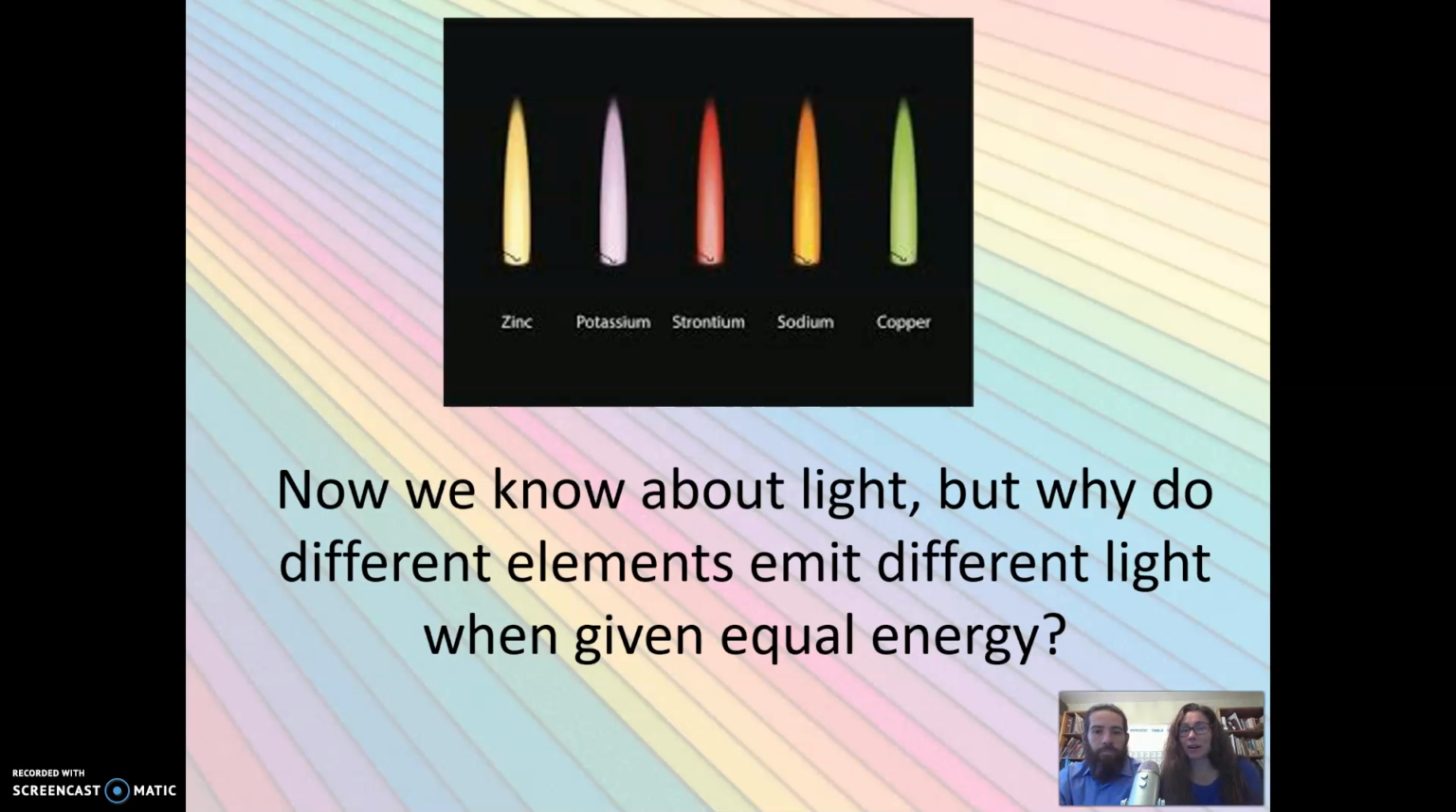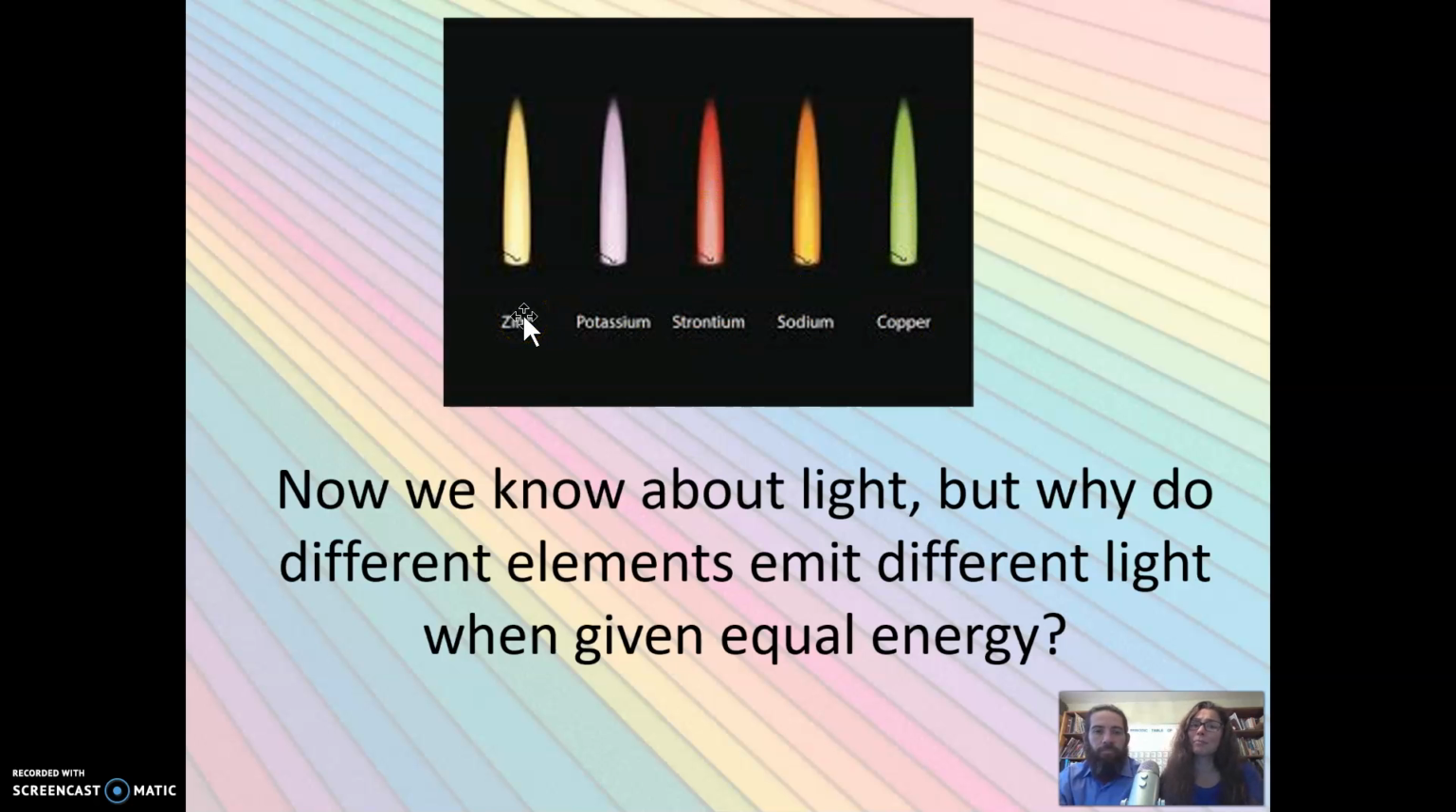We've learned about light, we've learned about frequency and wavelength, and I want to call your attention to a very common demonstration that's done all over. We would be doing it live if we were in front of you. If you give energy to certain salts, ionic compounds that have a different metal in each, with a flame, the flame is of different colors. Zinc gives us a yellow color, strontium is very red, and copper gives us this green color.